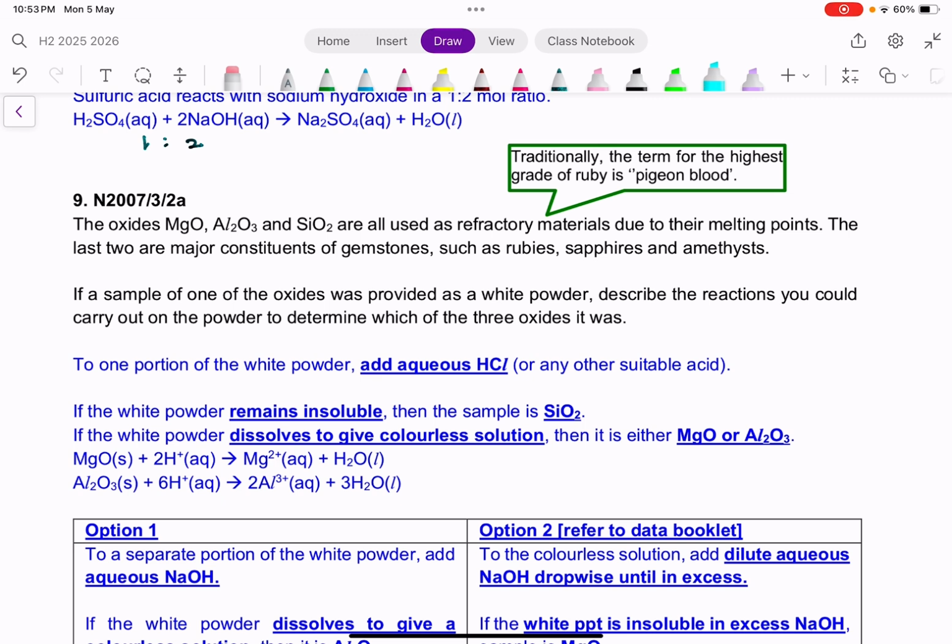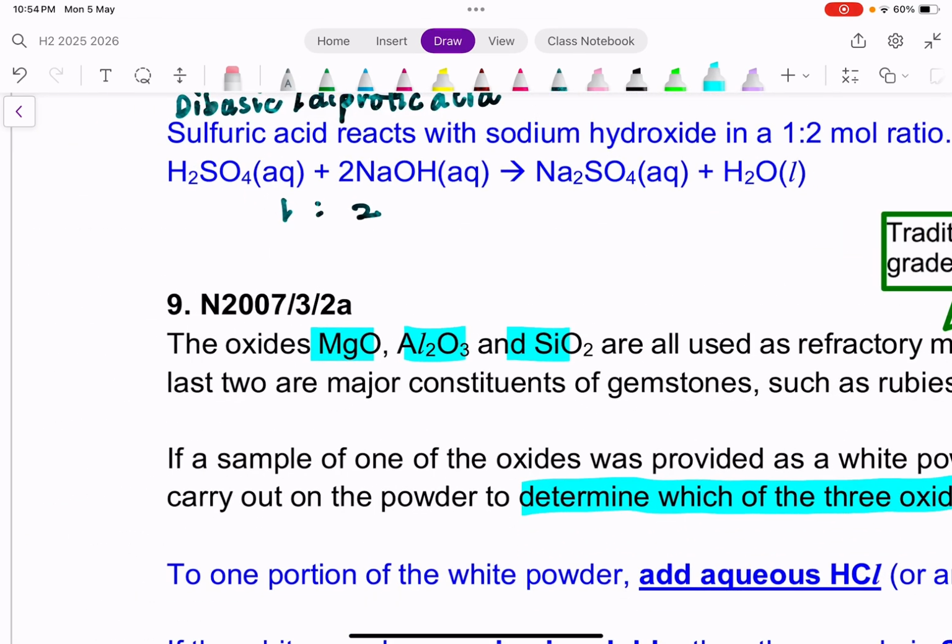So, you are given 3 types of oxides and you are supposed to describe the reactions you would carry out to determine the identity of which oxide is which. It is almost like trying to find out how do you actually distinguish between the 3 types of oxides. So let's delve a little bit further.